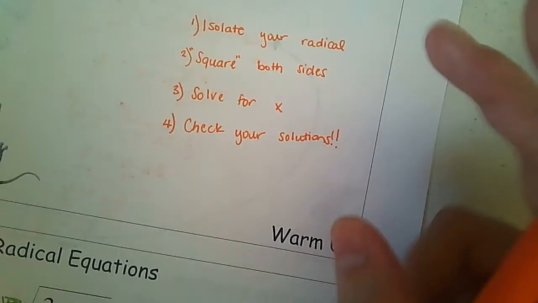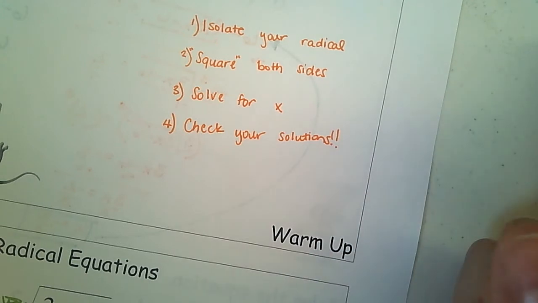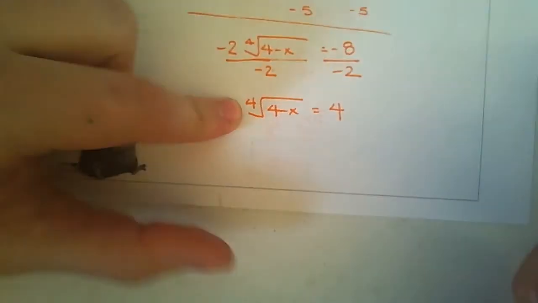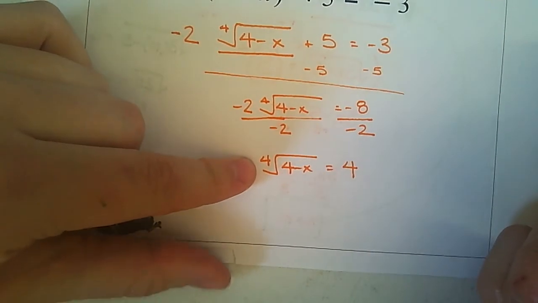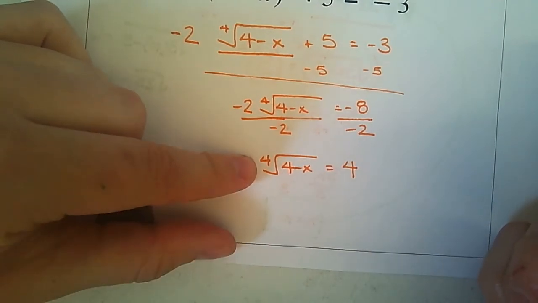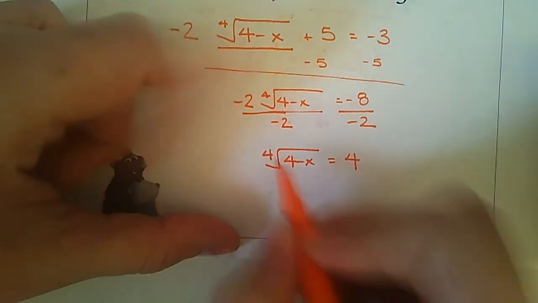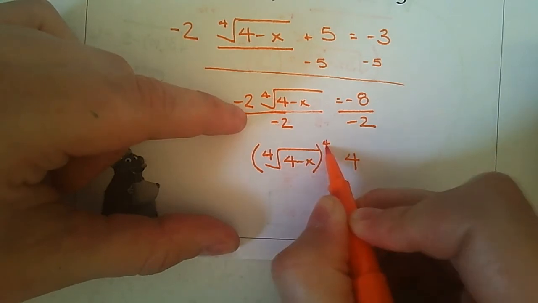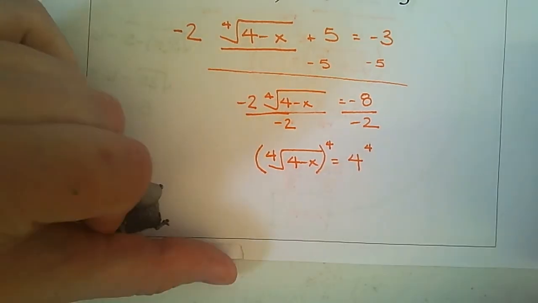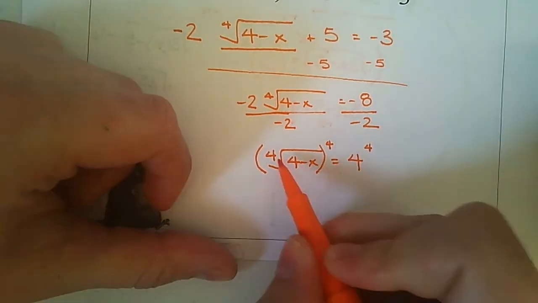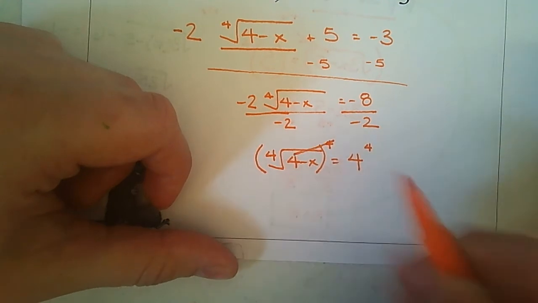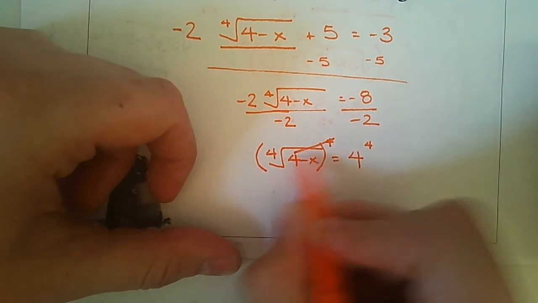Step 2 then, we want to square both sides. But if we look at this one, what's going to undo a fourth root? Not a square, but we're going to raise everything to the 4th power. So the 4th root and the 4th power are going to cancel out, so we're just going to be left with what's on the inside there.